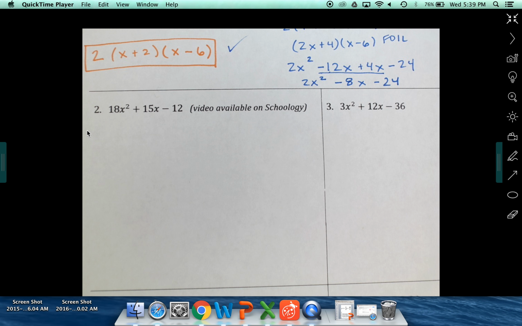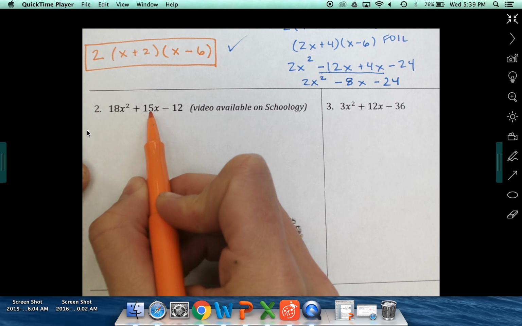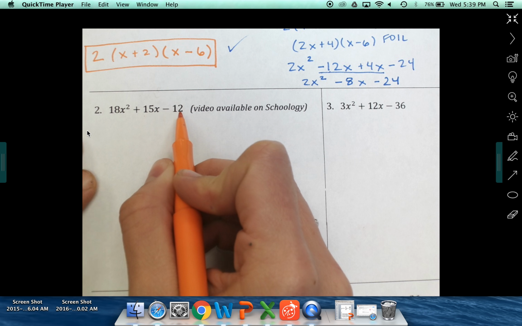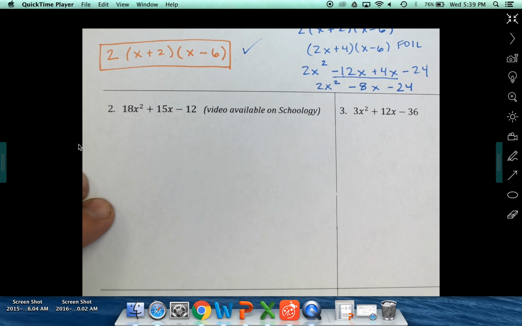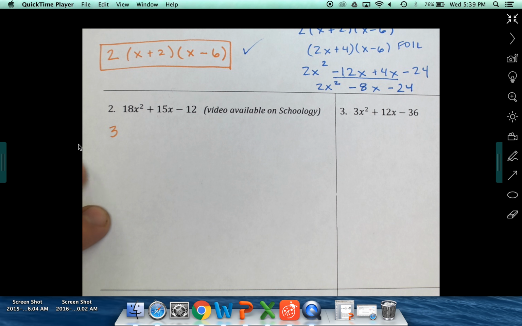So I'm looking at number 2, right? So 18x squared plus 15x minus 12. So I'm looking at 18, 15, and 12. They do all share a factor, so they've got a common factor of 3. Okay, so that means down here I know I'm going to have a factor of 3.